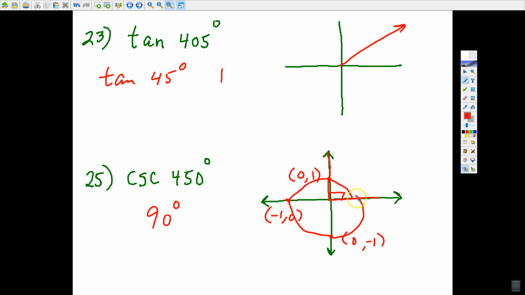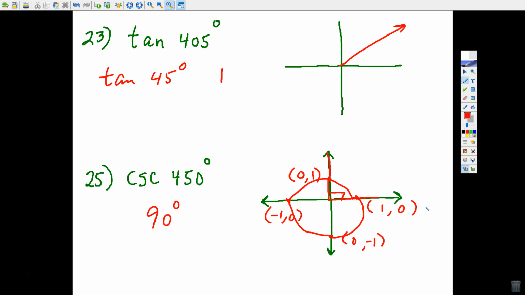Okay, when we go all the way around, what's that ordered pair? 1, 0. What's cosine 360? It's 1. Sine 360. Okay? Do you see what I'm doing here? Cosine is x, sine is y, and this is an introduction to a future lesson on the unit circle.